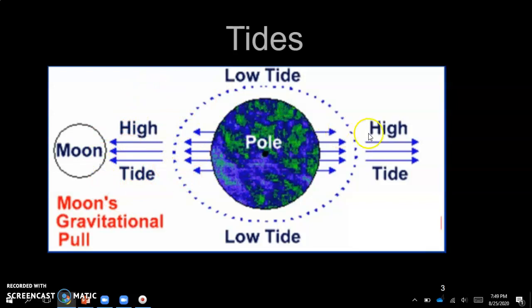And then we've got this opposite force on the other side, on the direct opposite side of the Earth. And we will also have a high tide there because this bulge is opposite across the Earth, okay? So our high tide is going to follow the position of the moon, and then our low tide will be perpendicular.